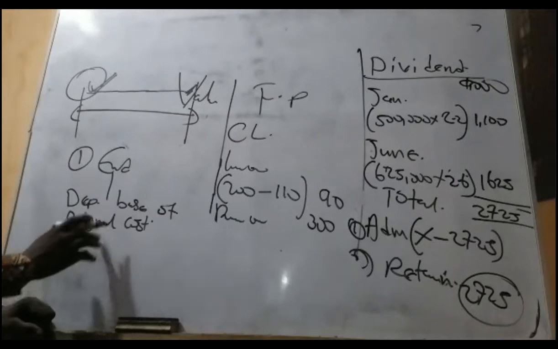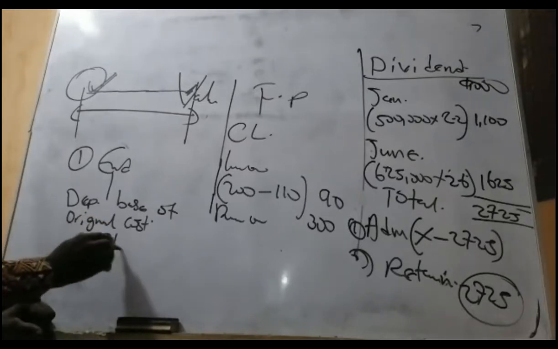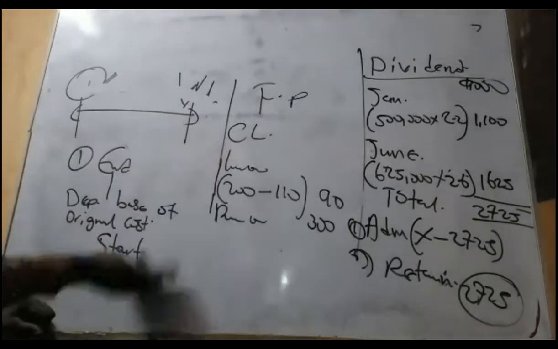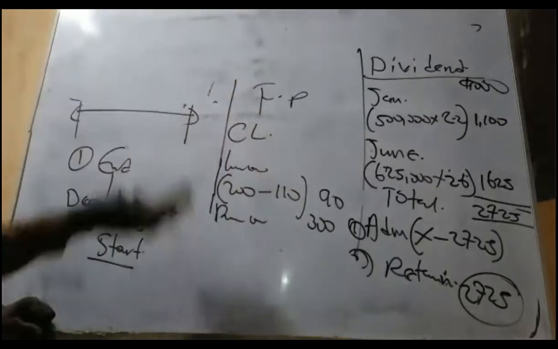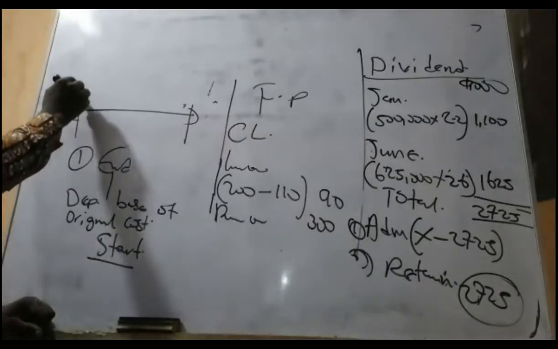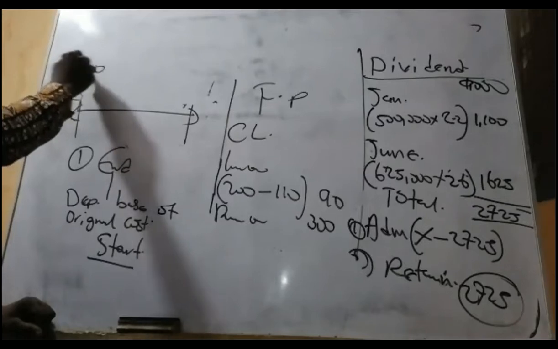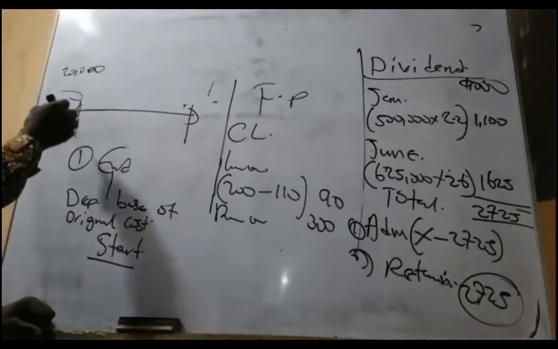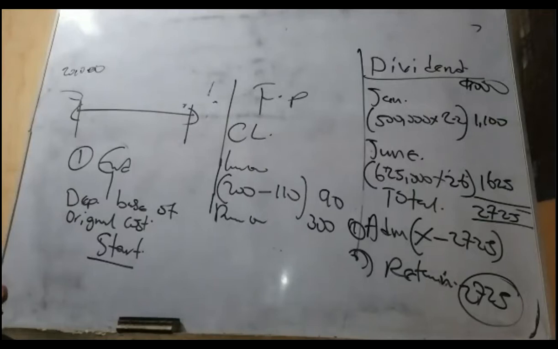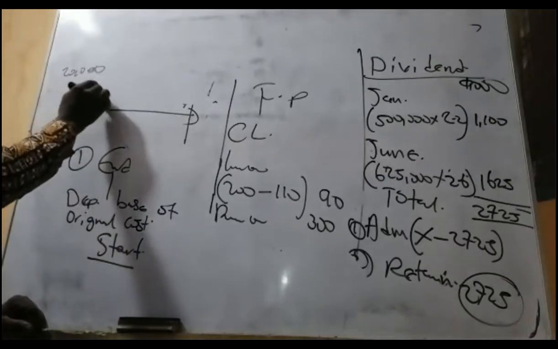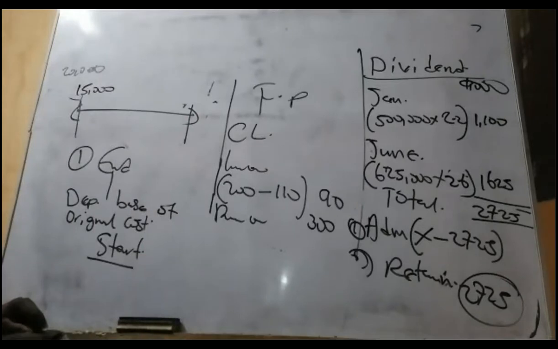So the revaluation was done at the start of the year. Right at the beginning of the year, they changed the asset value. Originally the asset was bought 20 years ago at a cost of 20,000. But at the beginning of the year, they did a valuation and a qualified independent valuer placed a value of 15,000 on the asset.